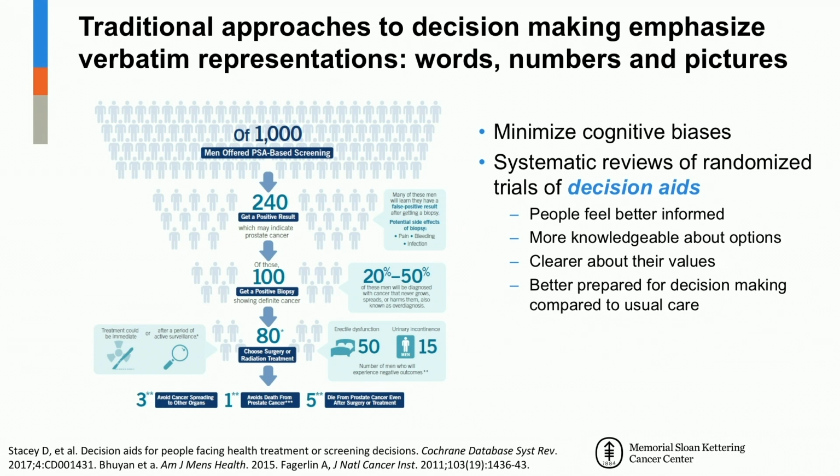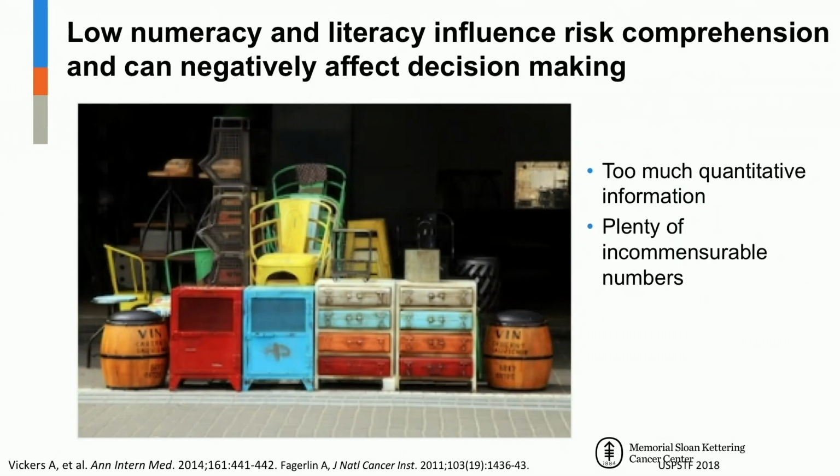And what's very popular is this sort of infographics, where you show patients that for every 1,000 men screened, you will have 240 with a positive result, 100 of those get a biopsy, and so on and so forth. And the thought behind this is that this minimizes cognitive bias. And when you review the literature of randomized trials where they've tested decision aids versus usual care, you see that people feel better informed, they're more knowledgeable about their options, they're more clear about their values, and they're better prepared for decision making. But the problem with this approach is the problem with numeracy and literacy.